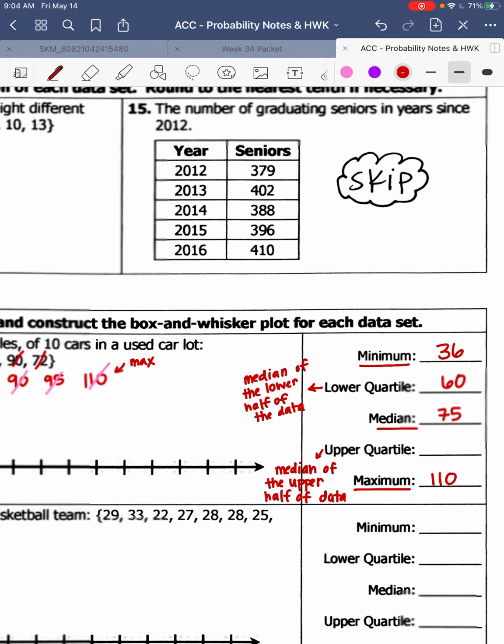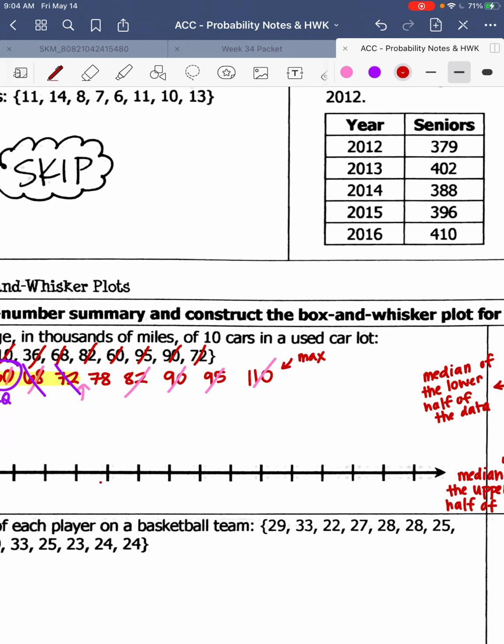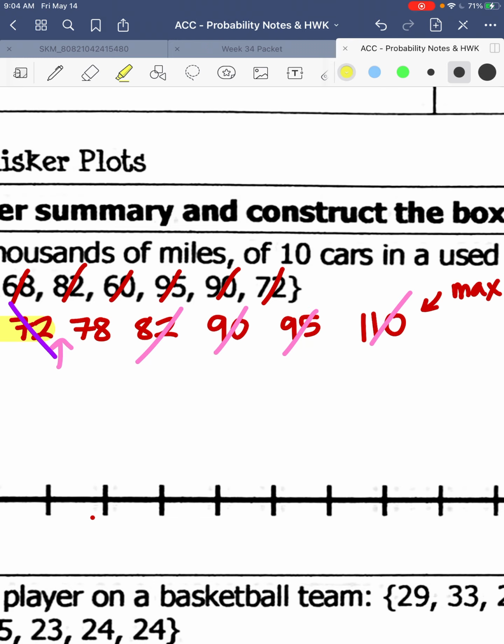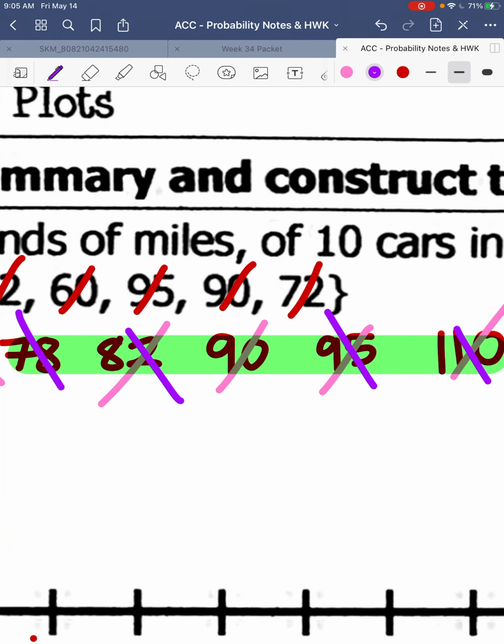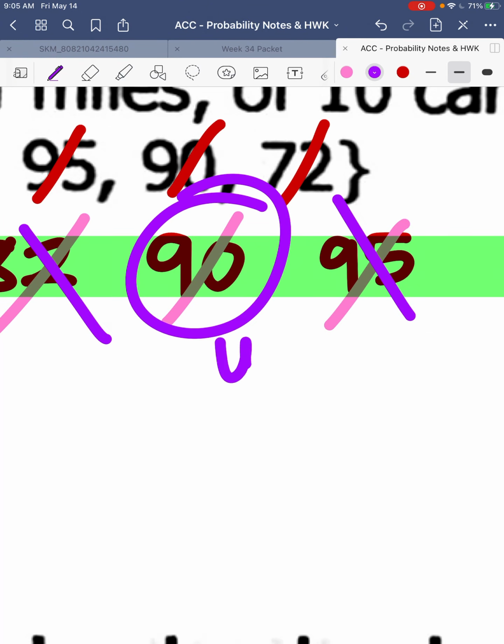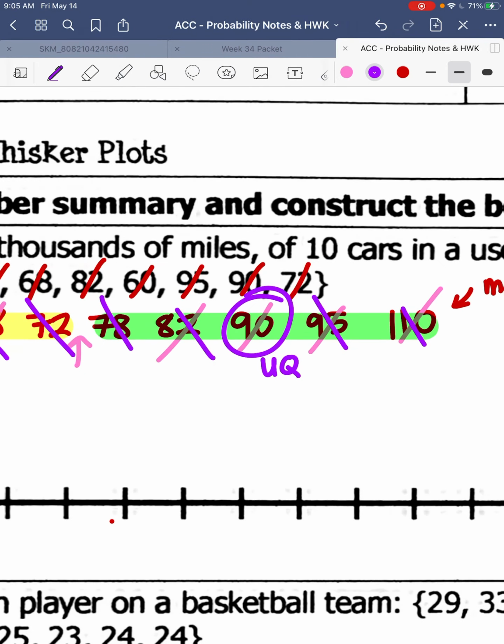So I'm going to look at all the numbers above the median. So this time I'm looking at 78 all the way to 110. And I'm going to find the median of that half of the data. So I know it's not going to be 78 or 110. It's not 82 or 95. It's going to be this number right here. That is my upper quartile, 90.